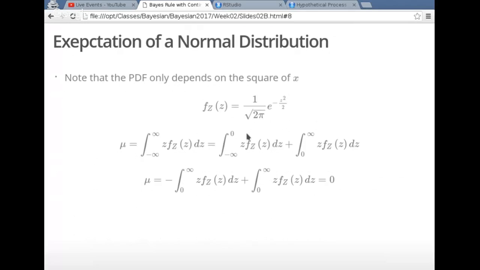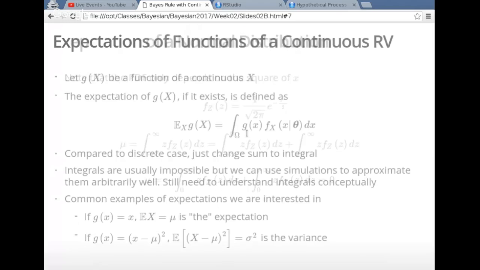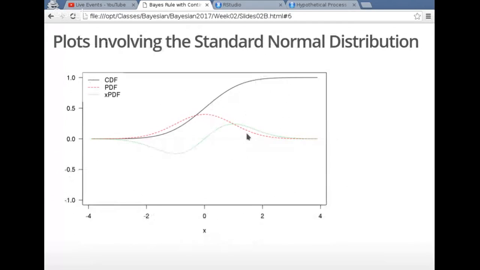Doesn't depend on the cube of z or z raised to the first power or anything like that. And this squaring induces a symmetry to the standard normal distribution that is unique. So if we go back and look, you're going to have to squint probably to see the green line here. This green line is the curve x multiplied by the PDF of x, where the PDF is that of the standard normal distribution.